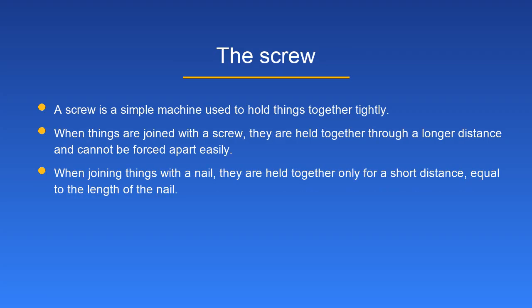The screw. A screw is a simple machine used to hold things together tightly. When things are joined with a screw, they are held together through a longer distance and cannot be forced apart easily. When joining things with a nail, they are held together only for a short distance, equal to the length of the nail.